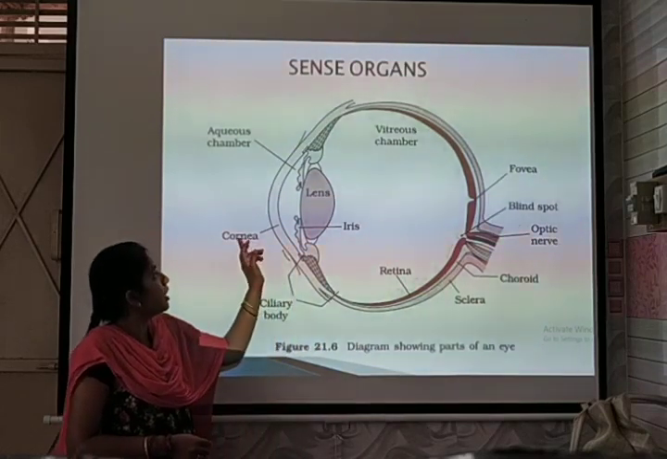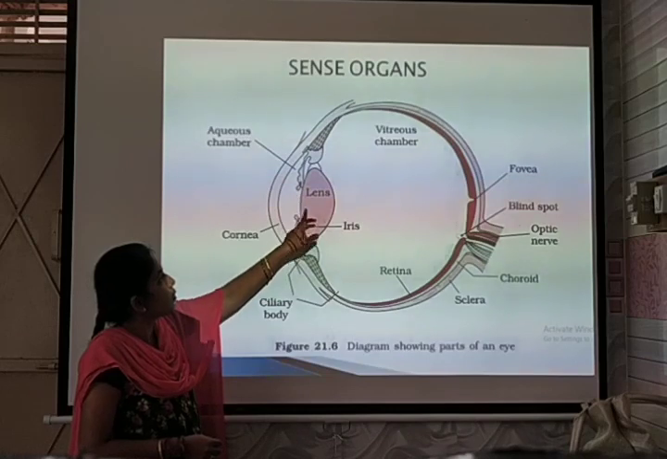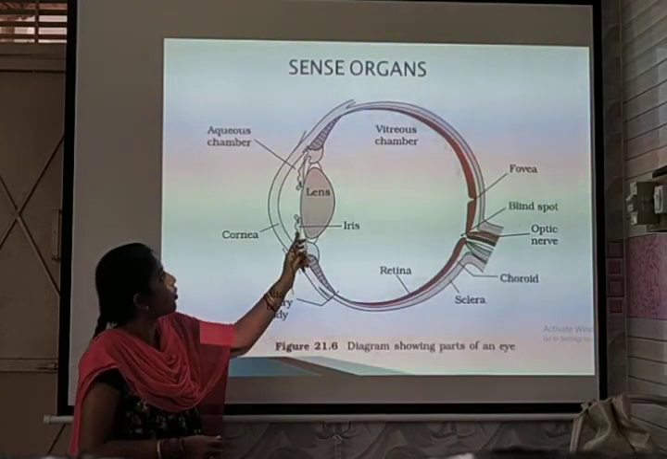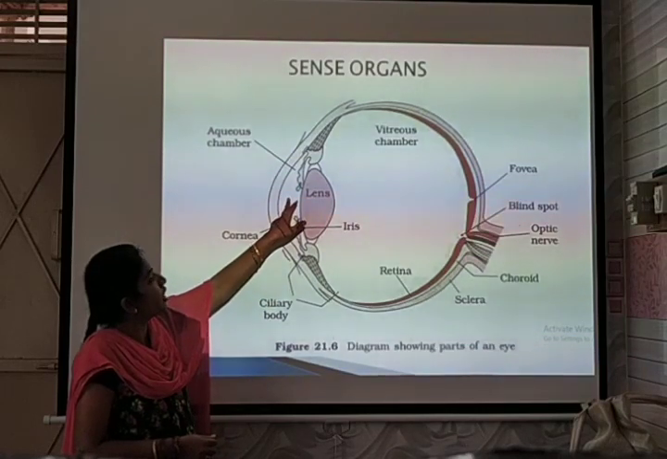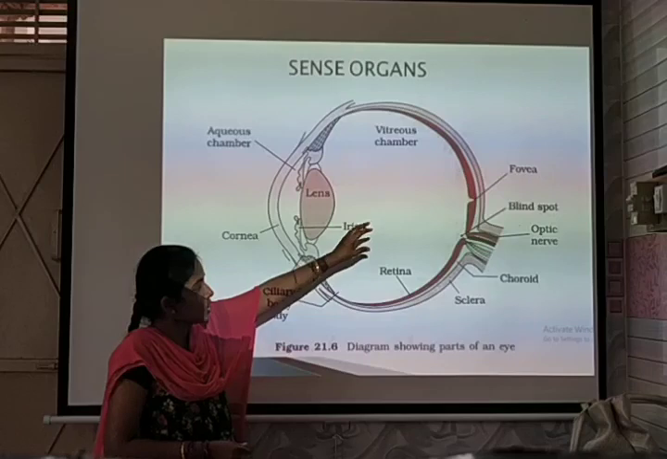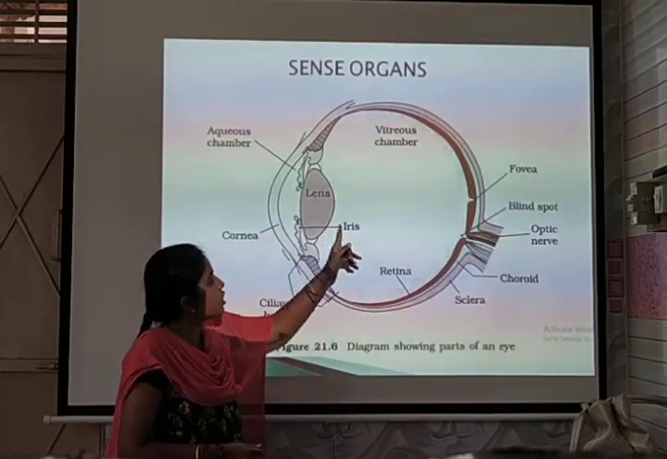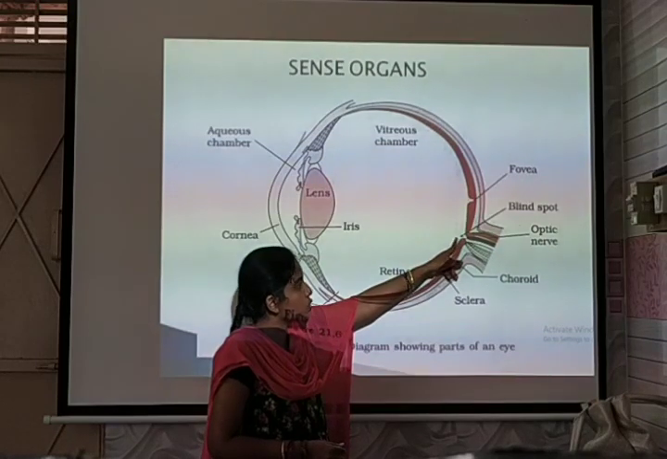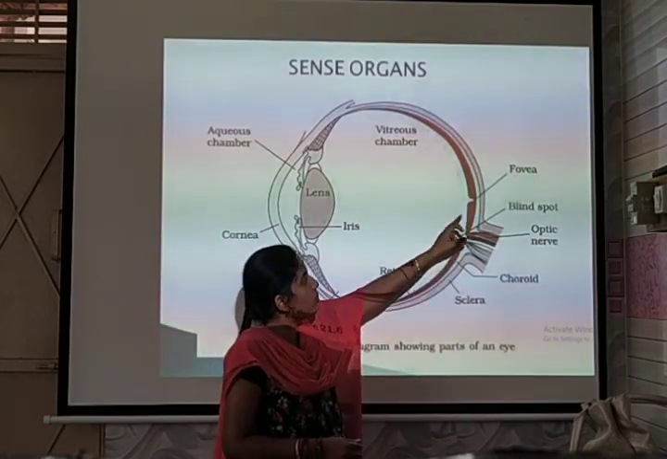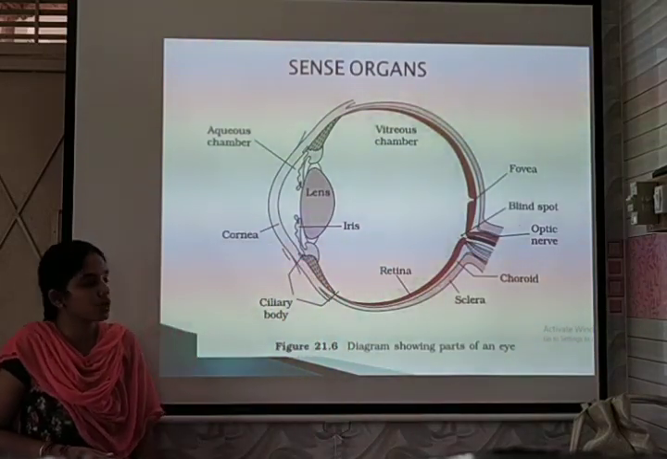In the corneal region, opposite to that, there is the lens, which is controlled by the ciliary body along with the iris. There is an aqueous chamber present between the cornea and lens. Inside the retina, there is the vitreous chamber. Opposite to the lens, there is a blind spot where the optic nerve arises. Above the blind spot, there is the fovea, commonly called the yellow spot.